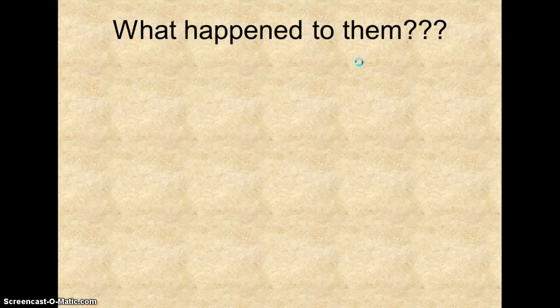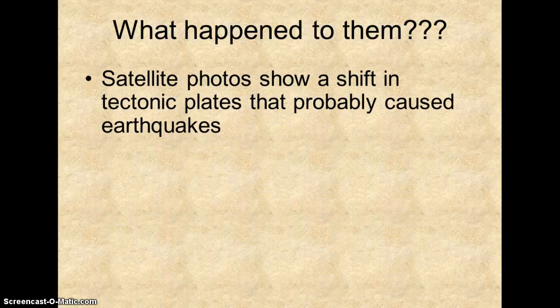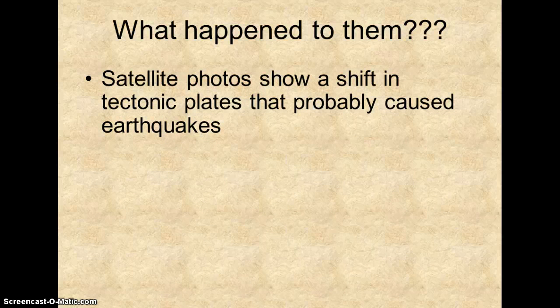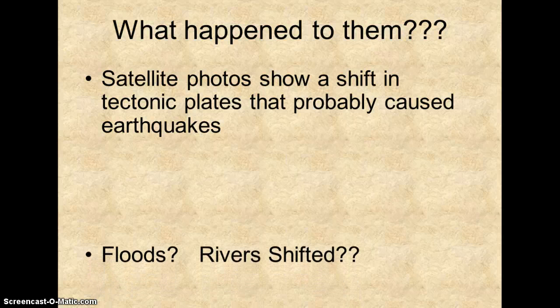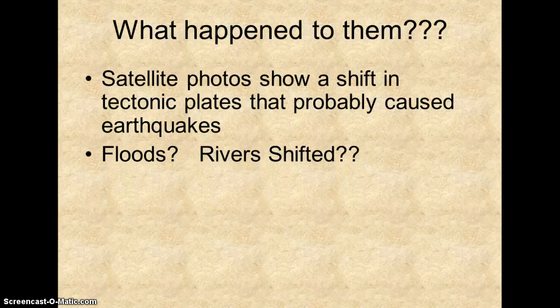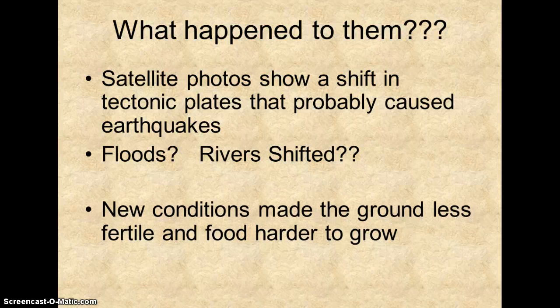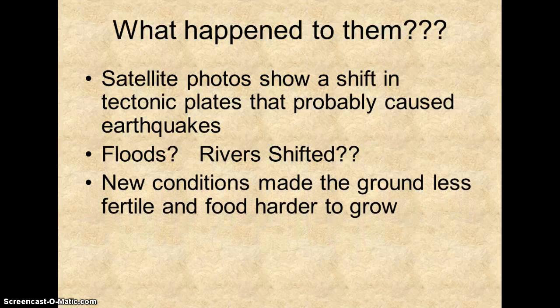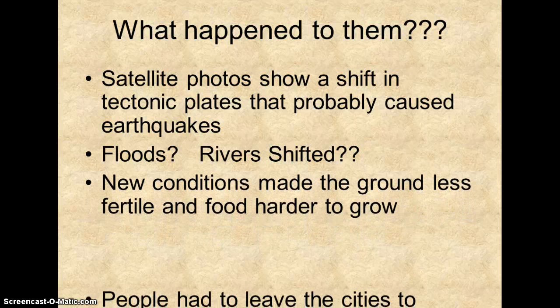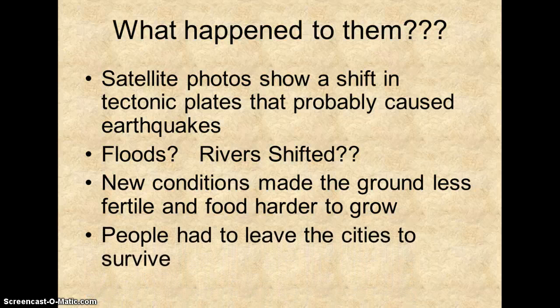So, what happened to them? They're obviously very advanced, so what happens to them? We know that the tectonic plates move. Remember, we saw this at the beginning, which we think caused earthquakes. And from there, they think that maybe the Indus River also moved and their cities ended up getting destroyed. They also think it's possible after the earthquake they just weren't able to farm as well as they used to be able to, and then the people had to leave these cities and go to other parts of India to survive.